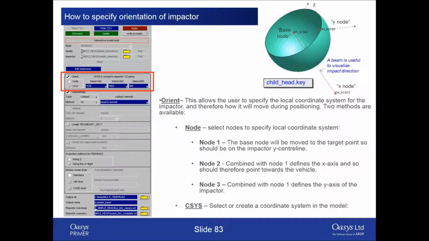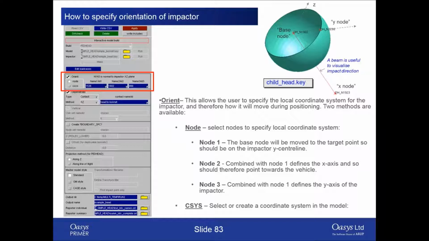So the two main things that you have to set up are the orientation and depenetrate, as I mentioned before. The orientation is where you specify the local coordinate system of your impactor, and there are two ways of doing this. One is to specify 3 nodes. Node 1 is a base node in your impactor, and node 2 defines the local x axis between node 1 and node 2. Then node 3 is somewhere on the XY plane, so that's in the Y direction, and those 3 nodes are required to specify a local coordinate system.